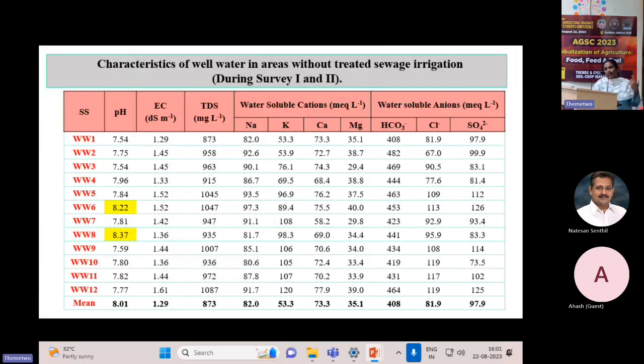And the other type is without treated sewage irrigation. The well waters are analyzed from the sites without treated irrigation. The pH of the sample is very high. It is due to the ions present in the sample, and we take well water 6 and 8. During survey 2, we noticed that the pH is very high, and it is due to the acidic content present in the water, and the EC and TDS are also very high.